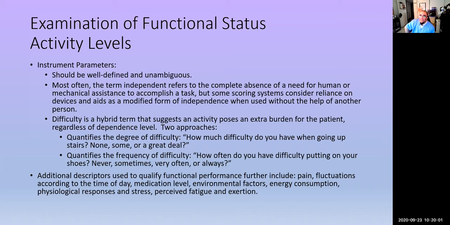When we're doing parameters, the term independent refers to the complete absence of need for human or mechanical assistance. Now, sometimes they will call a modified form of independence when they maybe have a device but don't need a person. But understand that. Difficulty is a hybrid term, right? Every person has a different difficulty level. If we all went out today and got in a line and all walked 5 miles, are we all going to finish at the same time? No, we're not, right? It's going to be more difficult for other people. I guarantee that we probably all could finish it if we pushed through it. I'm sure that doing it at noon in Las Vegas would not be the most fun thing in the world.